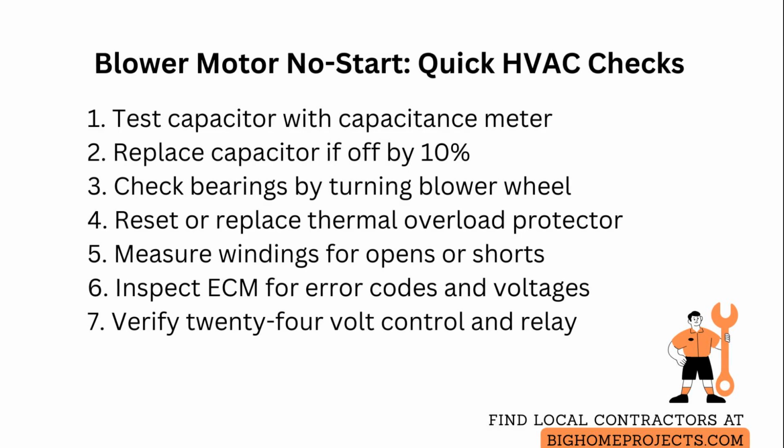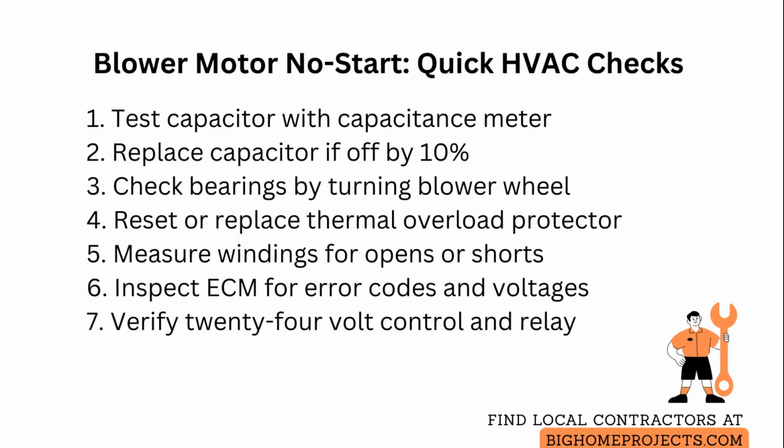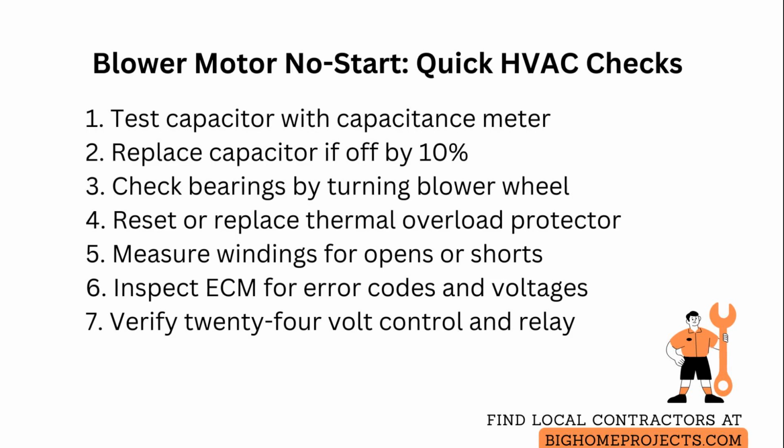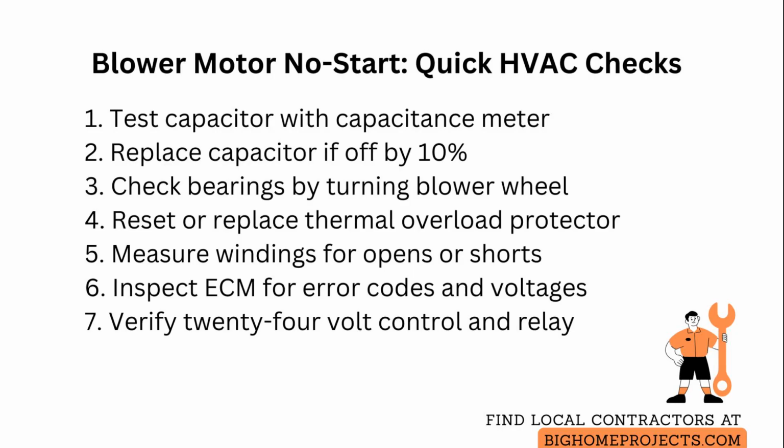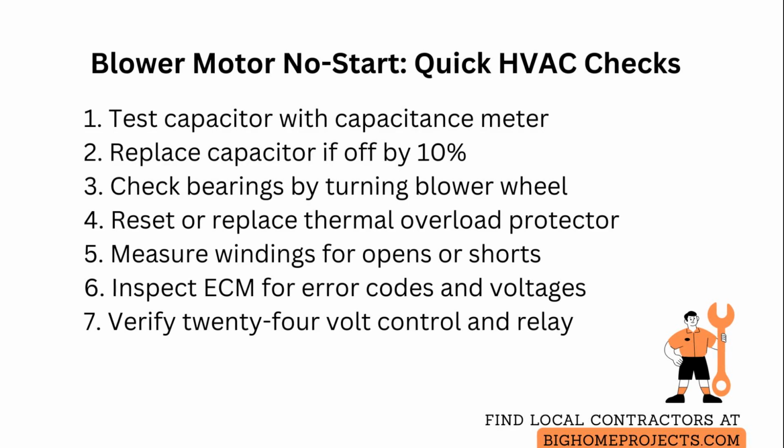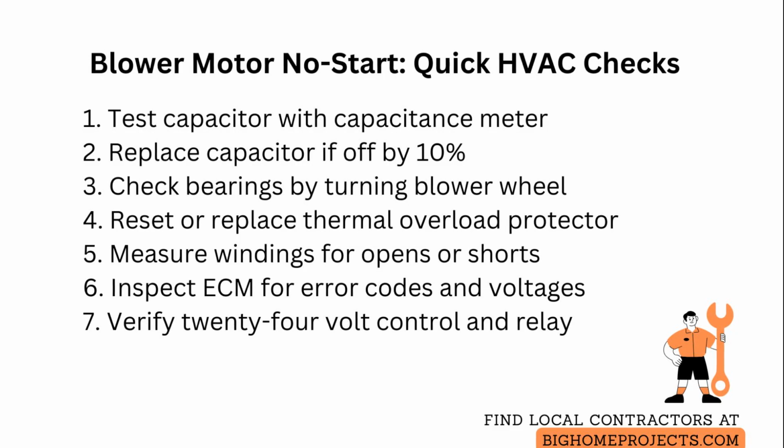For electronically commutated motors, examine the electronic control module for error codes and test for correct supply voltages and signal inputs, swapping with a known good module if diagnostics point there. Verify the control board and fan relay by measuring the 24-volt control output from the thermostat circuit and the relay coil voltage, and replace the relay or board if the relay does not actuate under command.